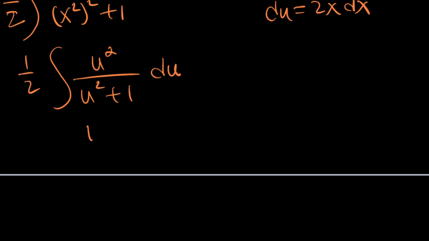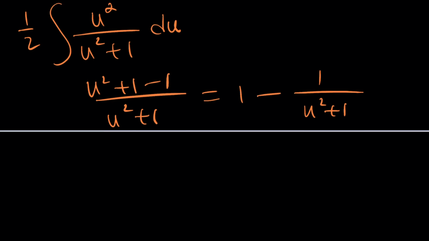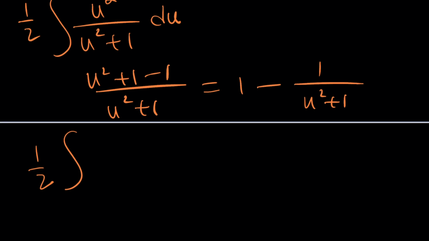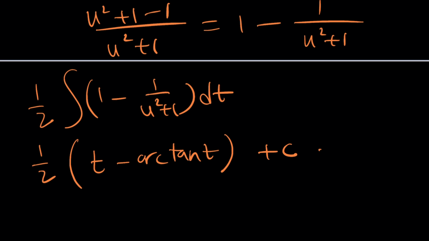Very easy. You can do u squared plus 1 minus 1 divided by u squared plus 1, which can then be written as 1 minus 1 over u squared plus 1. Now to integrate this, of course, there's a 1/2. Let's not forget that. We only need to use two things. Of course, don't forget the x squared over 2 at the very end. But if you just integrate this, this should give you a u, and this should give you arc tangent of u. And of course, you can add the constant if you want.